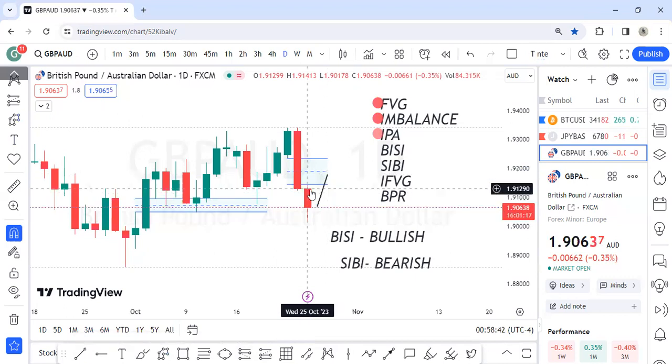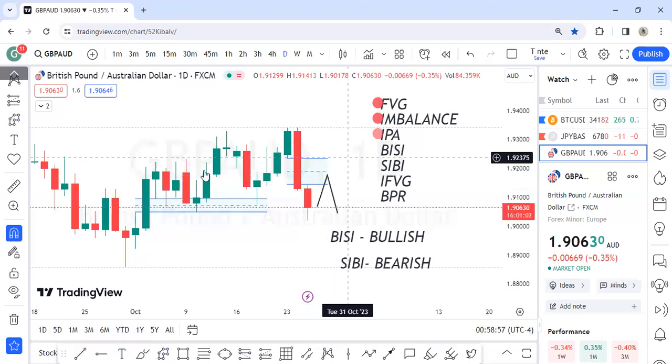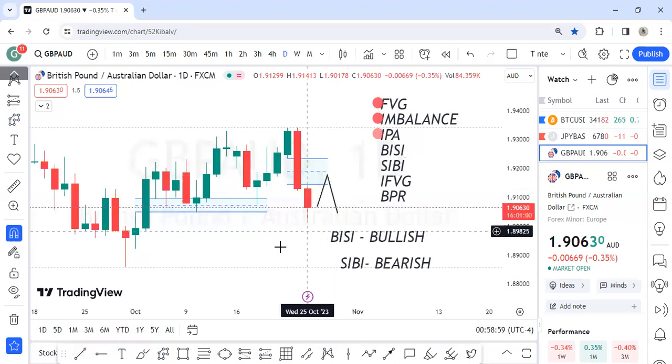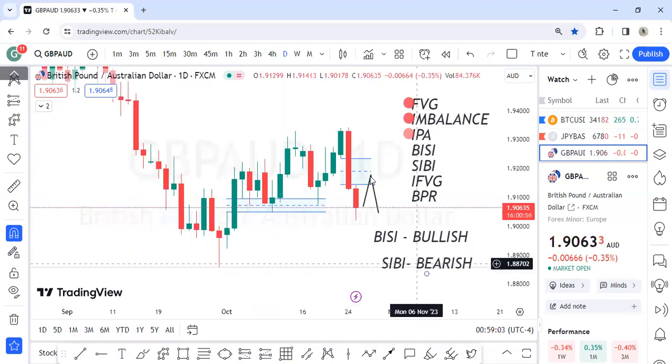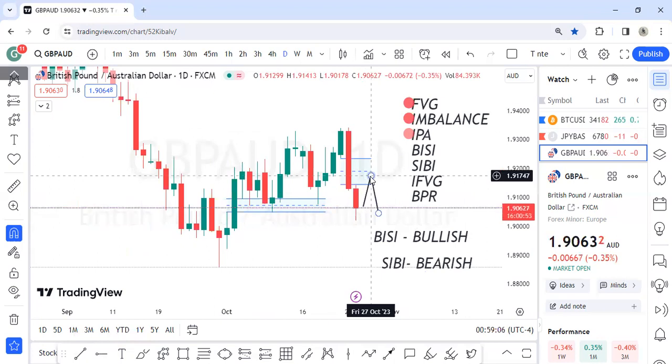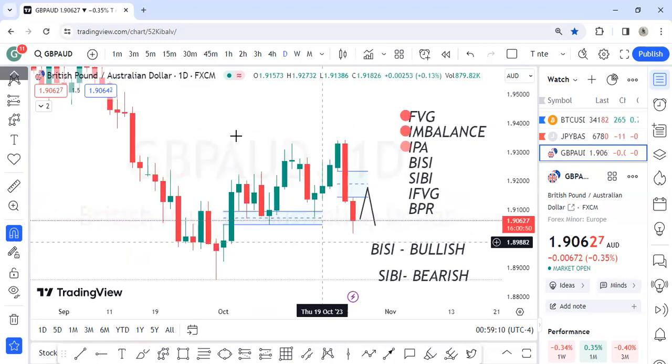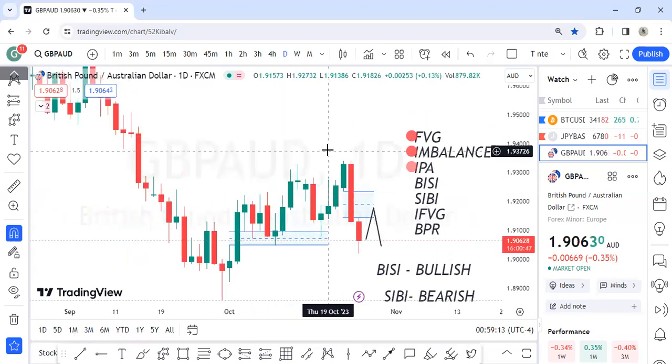For now, this imbalance is not yet complete because this candle has not closed. But once this candle closes, then we have our imbalance, our CB. The CB is forming now, so you can expect the market to come back to the CB and then drop. So CB is used for bearish imbalances, for sales, while a BC is bullish and used for buys.